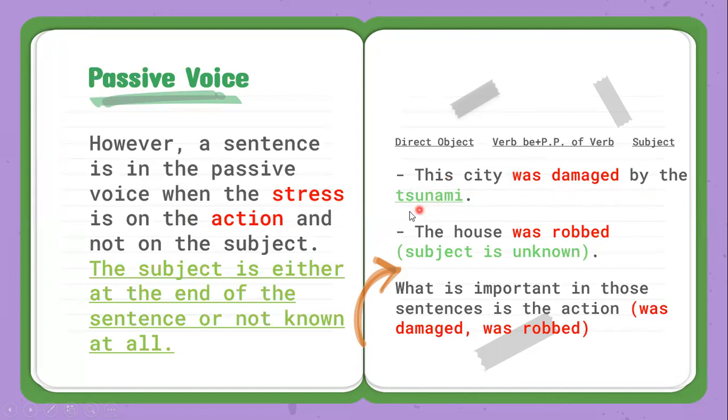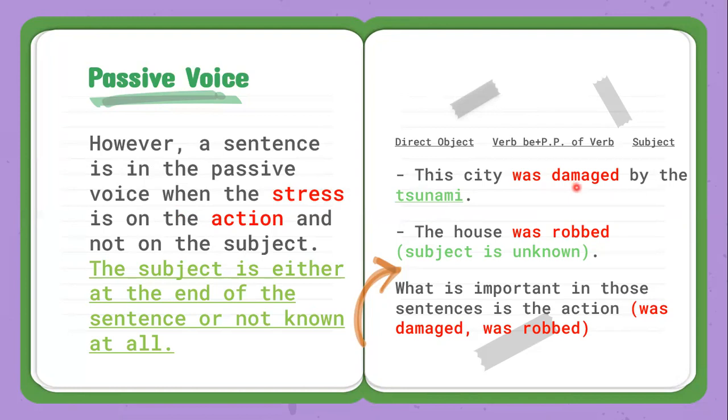So it's optional to put the subject. And if we do add the subject, we add it at the very end. So that's in the passive voice. Let's read the sentence again. The city was damaged by the tsunami, okay? So here I'm focusing not on that tsunami made this damage, but on the action that took place. So the city was damaged. My focus is the damage.